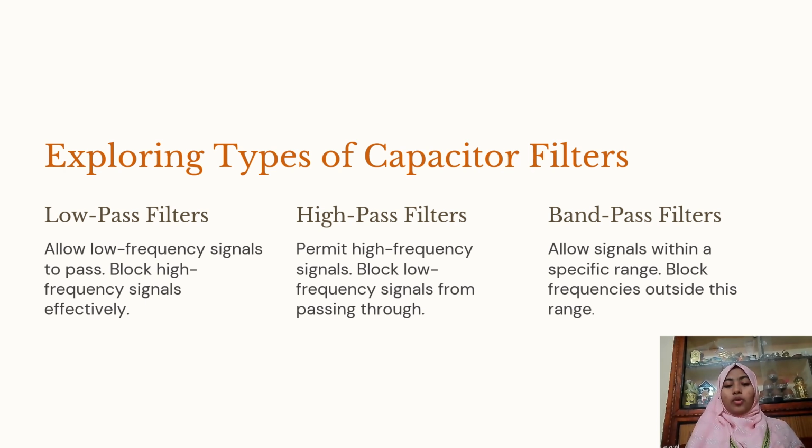So we have explored all three types of capacitor filters: low pass filters, high pass filters, and band pass filters. Low pass filters allow low frequency signals to pass through in the circuit. High pass filters permit a very high range of frequency signals to pass through in the circuits. And as we learnt, band pass filters are conditional and have a specific range, and only in that range they allow the frequency signals to pass through in the circuits.